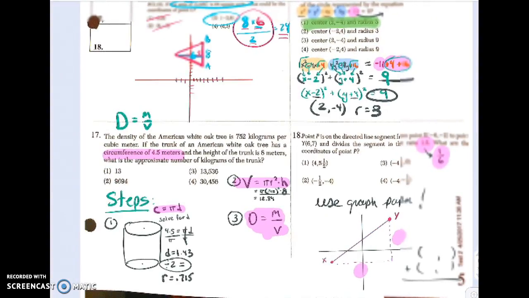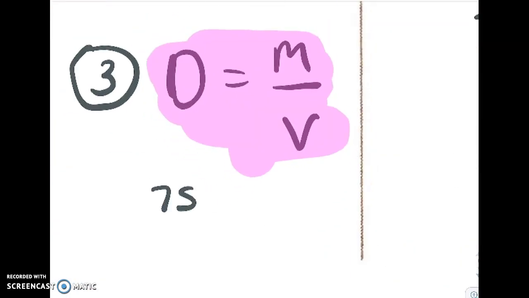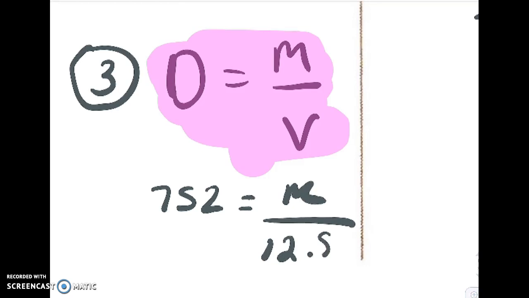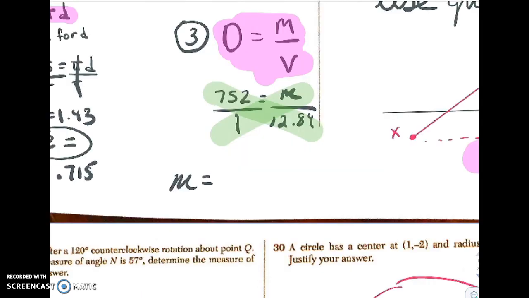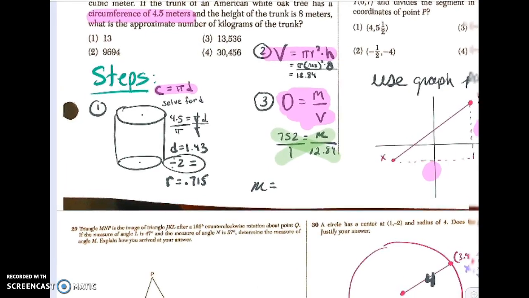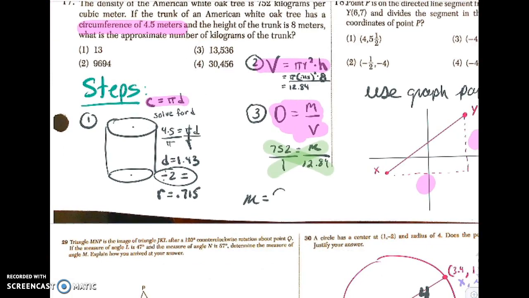They told us the density was 752. We're looking for the mass, but we know the volume we just found was 12.84. Put a 1 underneath that, cross multiply, and you end up with, now using my math, I got about 9310, and there's a reason for that.